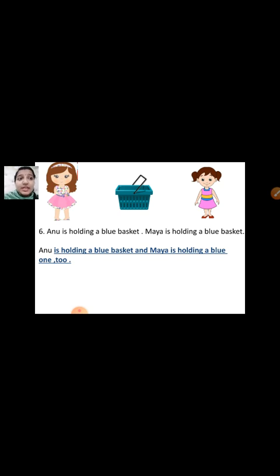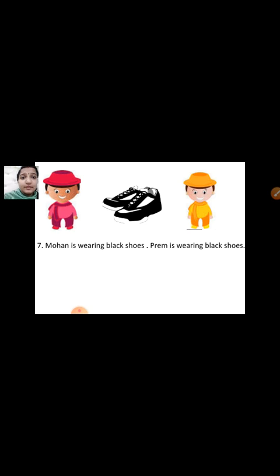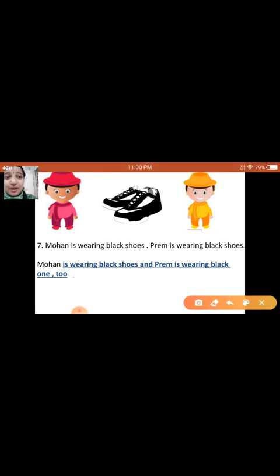Now let's come to the seventh one. Mohan is wearing black shoes. Prem is wearing black shoes. Think. What will be the answer? How are you going to connect these sentences together? Yes. Mohan is wearing black shoes and Prem is wearing black one, comma, two, full stop.